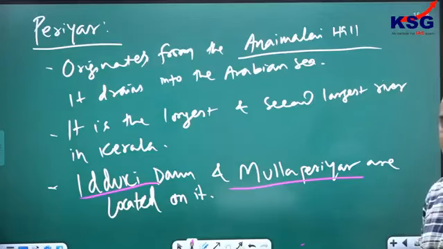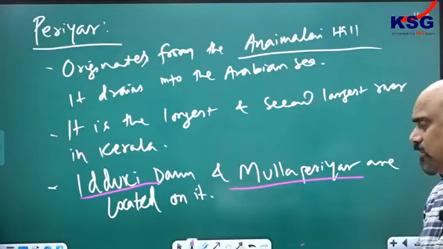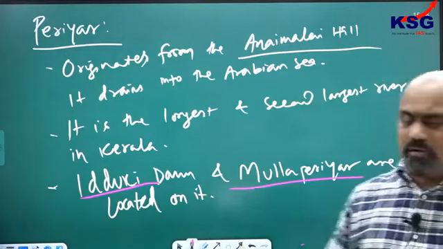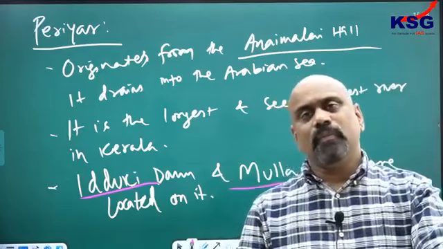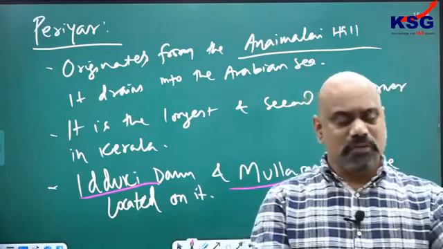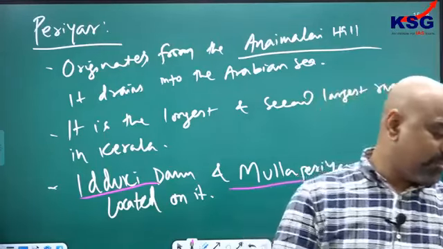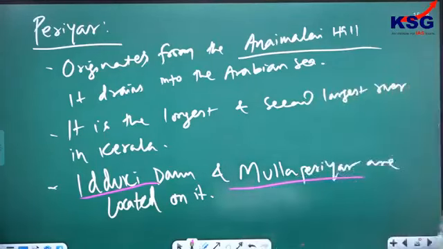They are the west flowing rivers here. All these are the west flowing rivers. Now there is no such major project on the Bharatpuzha. That's why I haven't said anything about Bharatpuzha, there is no major river project here. There are no such major projects on this Bharatpuzha.